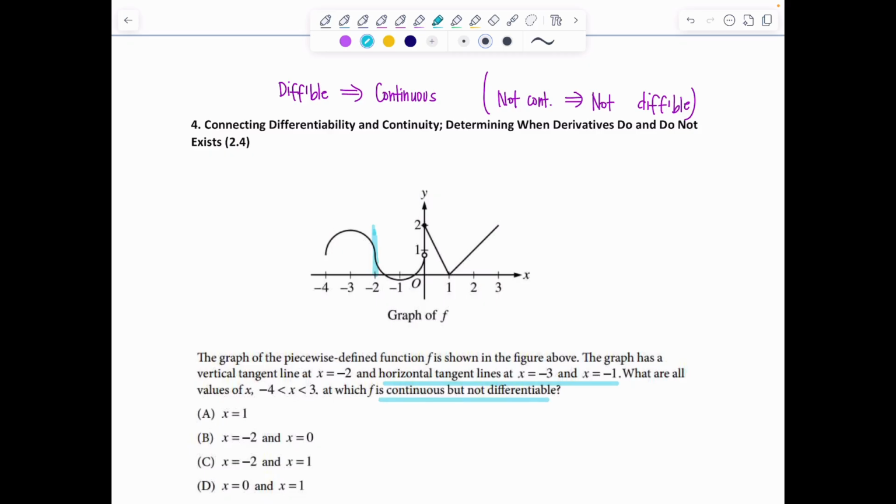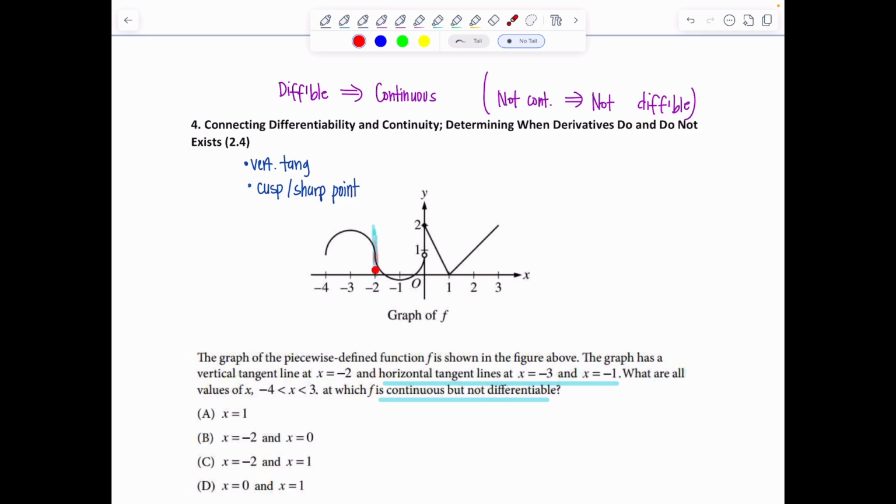A function would be continuous and not differentiable as long as, you can just think of your pre-calc definition, can you trace the graph without lifting your pen? But that means it's continuous, but it would fail to be differentiable because there's a vertical tangent or some sort of cusp or sharp point. So let's discuss everything that's interesting. The horizontal tangents, nobody cares. They're just throwing that in there to get you confused. It's continuous and differentiable. The derivative is just 0 there, so tell them to relax.